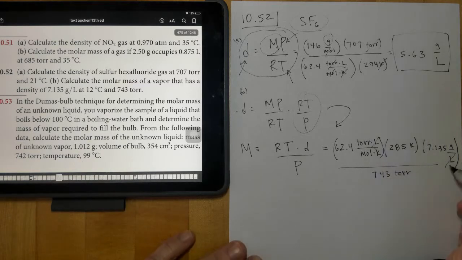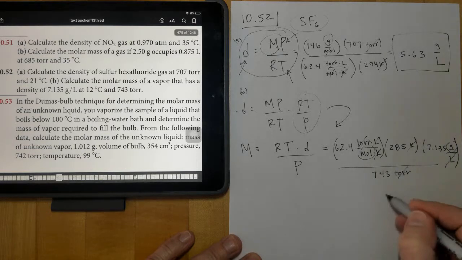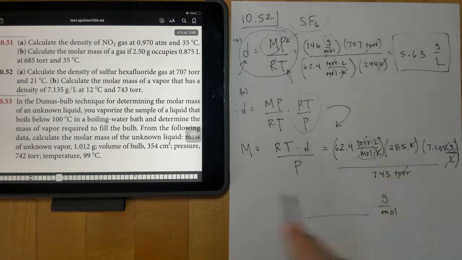So you'll always be safe as long as you check your units, put them in, and make sure that the torrs cancel with the torrs, the Kelvins with the Kelvins, and we're left with grams on top of a fraction and mole on the bottom, and that'll give us our molar mass in grams per mole for our answer. So plug those into your calculator, and it ends up being 171 grams per mole.